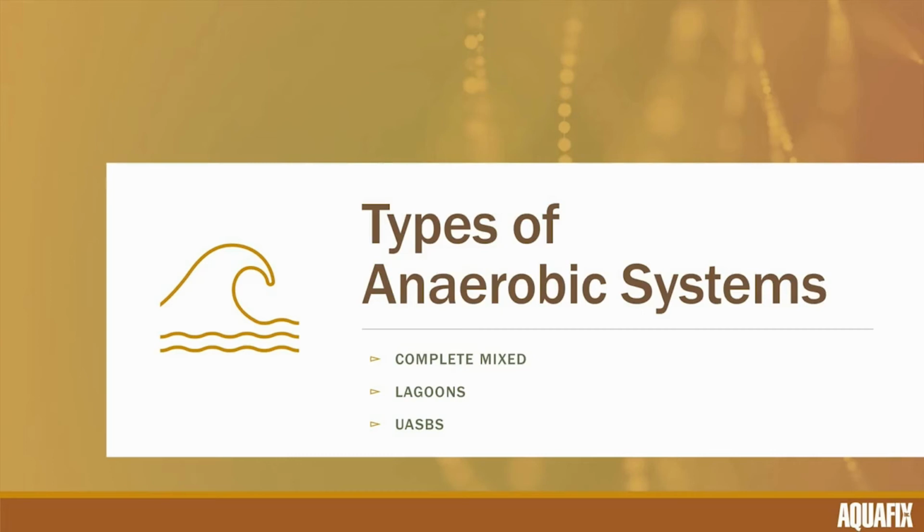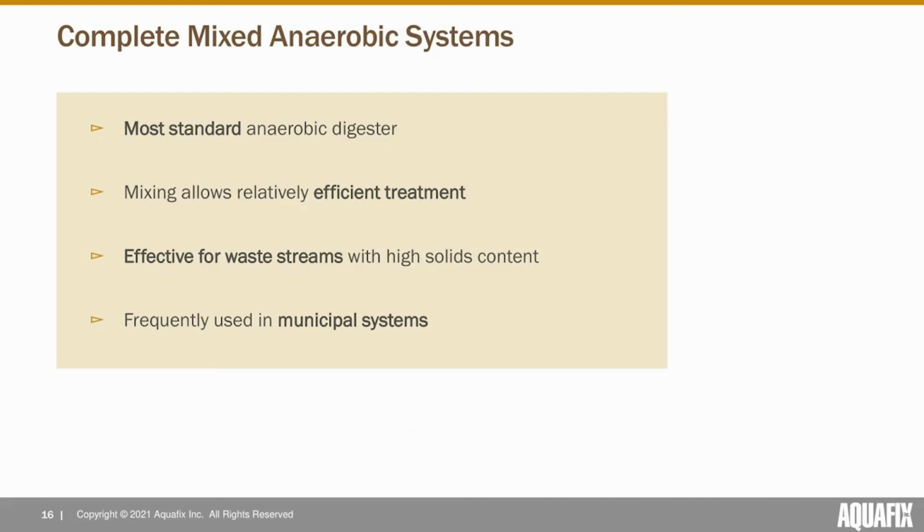All right, so our poll has a lot of complete mixed digesters, it looks like, which is about the breakdown I would have expected. A couple others, a couple UASBs, but mostly lagoons and complete mixed digesters. So good to know. Let's keep focusing on those complete mixed digesters, but I will talk about UASBs and lagoons. All right, so continuing on here, we have our types of anaerobic systems. Complete mixed, lagoons, and UASBs is what we're going to be covering here.